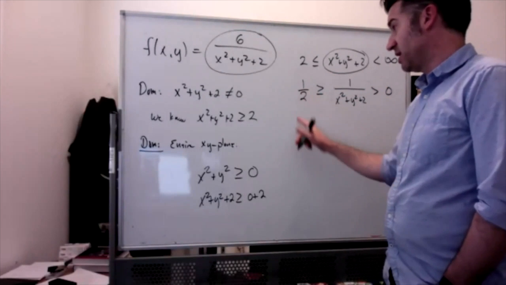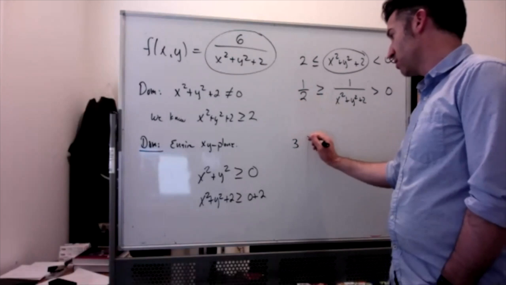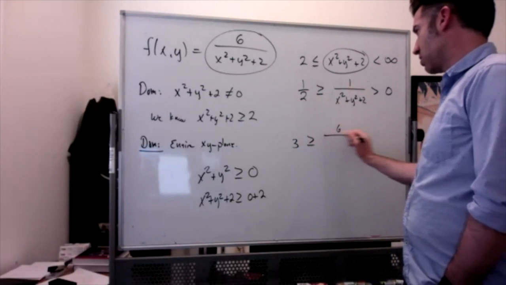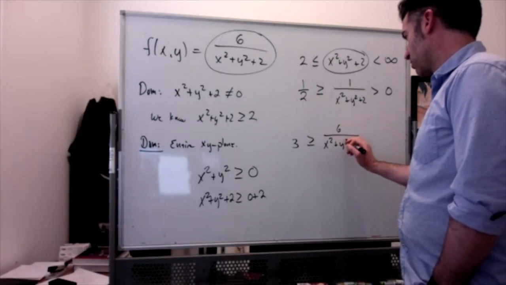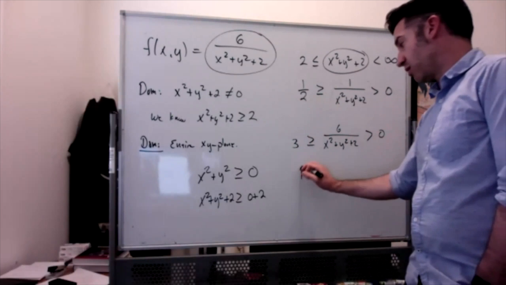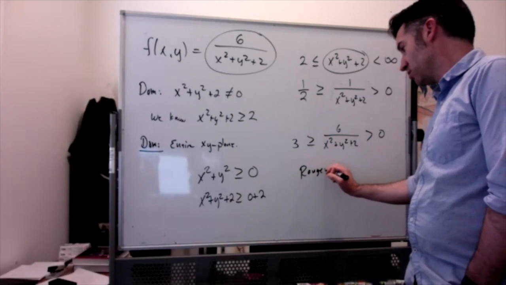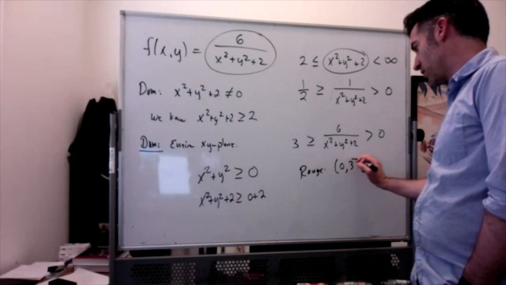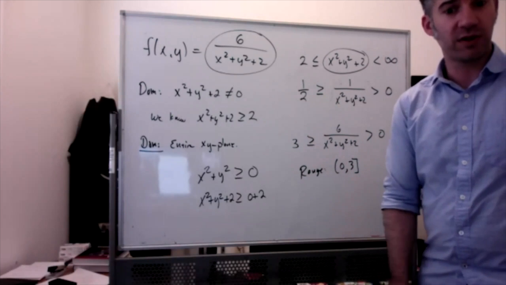And now we're just going to multiply everything by 6. Multiply this by 6, and 6 times 1/2 is 3. Multiply this by 6, you get 6 over x squared plus y squared plus 2. Multiply this by 6, you still get 0. So our range here is 0 to 3, exclusive of 0, inclusive of 3.